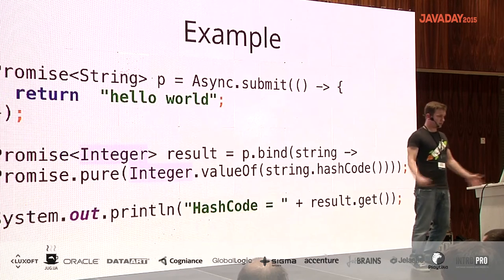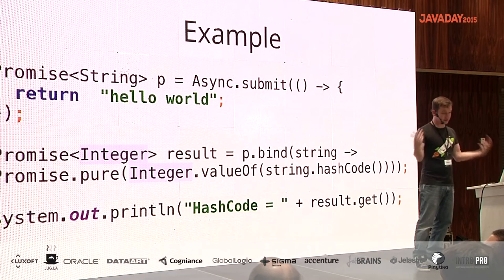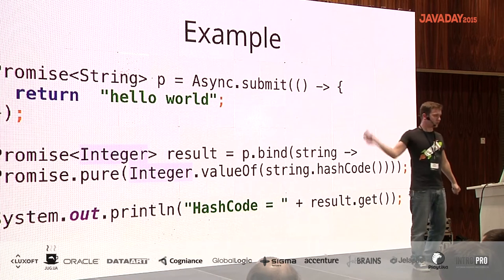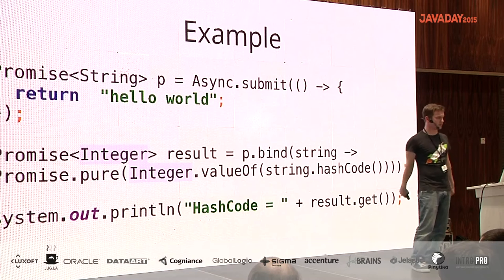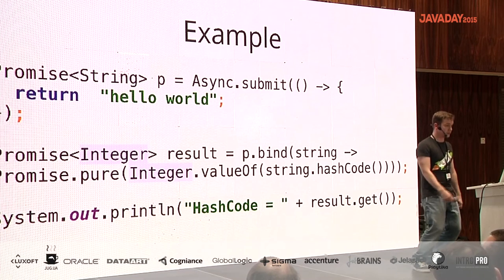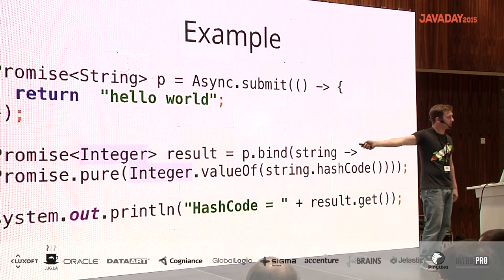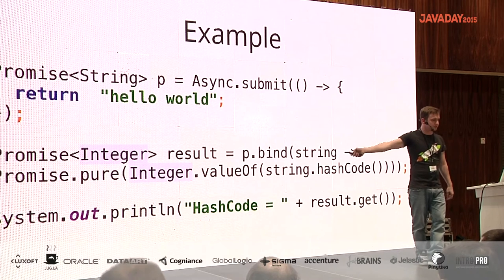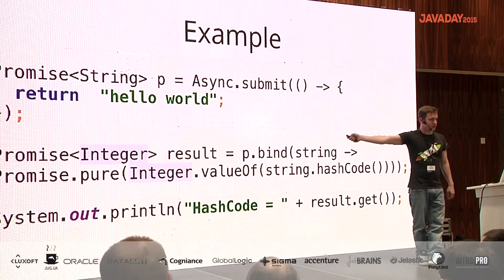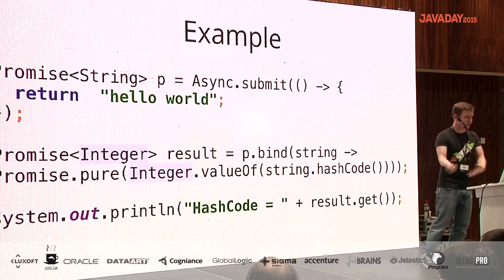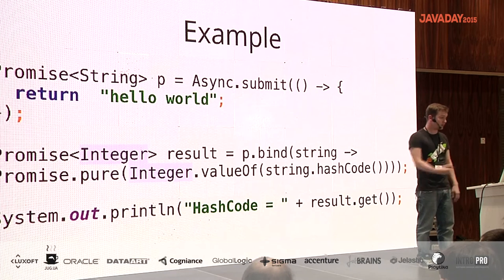Now we have an example of the code. Imagine we have this code that somehow produces the first promise. What we can do with the promise P here is bind the function, and we just specify that this function will take a string, and it will return a promise of integers.